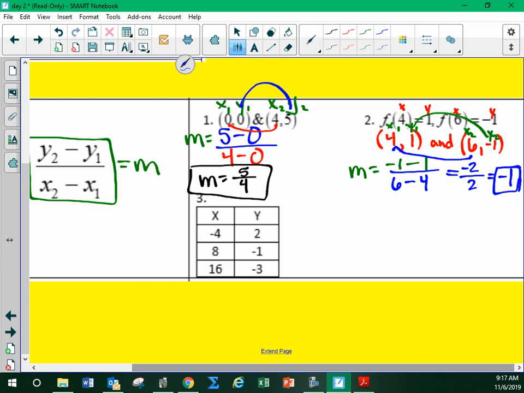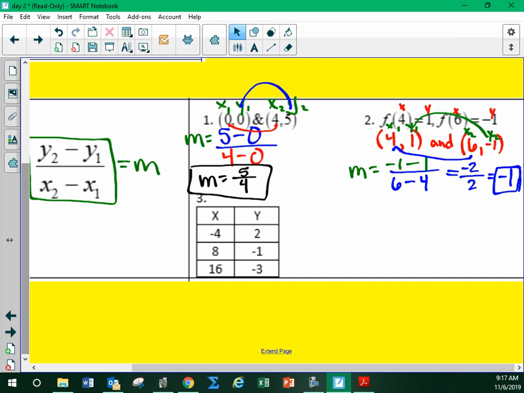Okay, for number 3, look, they gave us 3 ordered pairs. We only have to use 2 of them for our equation, right? There's only 2. So you get to pick which ones. Totally up to you. I'm just going to pick these guys because they're the first 2 x's. So I'm just going to call this my first one and this my second one.